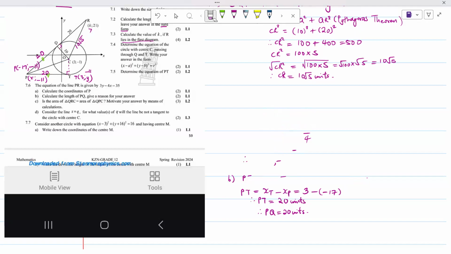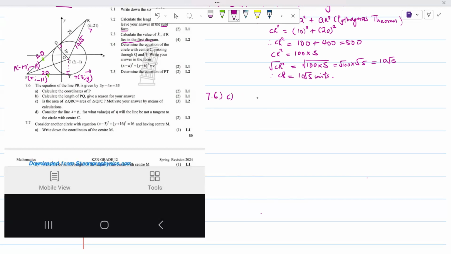All right. So the next question, the mathematician is saying to us, is the area of triangle QRC equal to the area of triangle QPC? So I'm going to write that one. This is 7.6C. I'm going to write it down. So we have triangle QRC and triangle QPC.